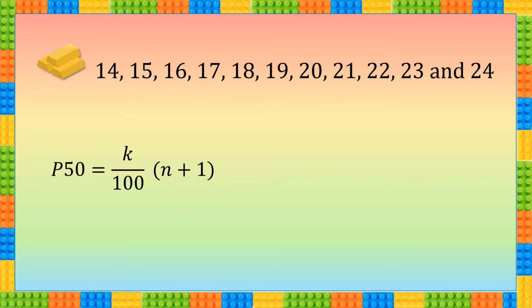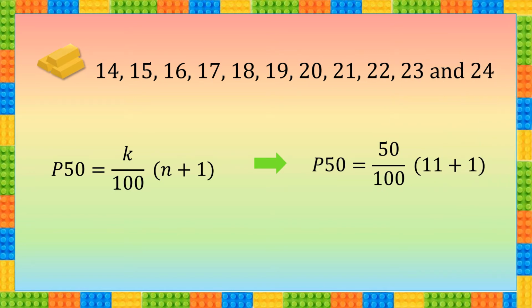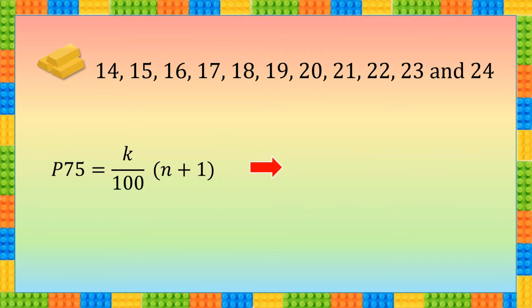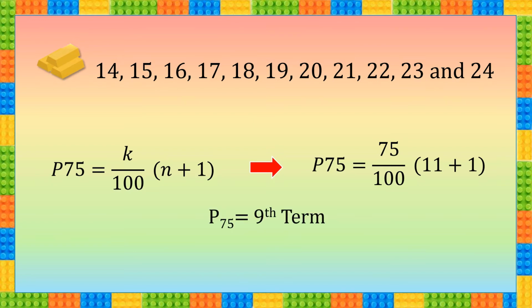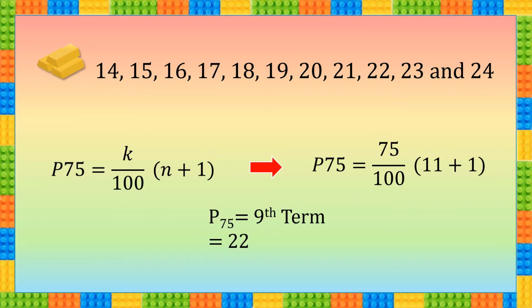For the 50th percentile, we will substitute the values. K is 50 and n is still 11. Simplify the equation once more, and we will get 6, or the 6th term, which is 19. The 50th percentile is 19. And again, for the 75th percentile, we will substitute the values. K is 75 and n is still 11. Simplify the equation again, and we will get 9, or the 9th term, which is 22. The 75th percentile is now 22.